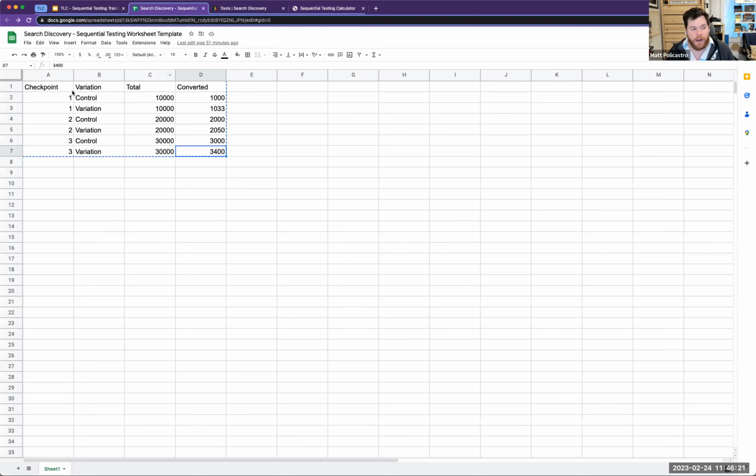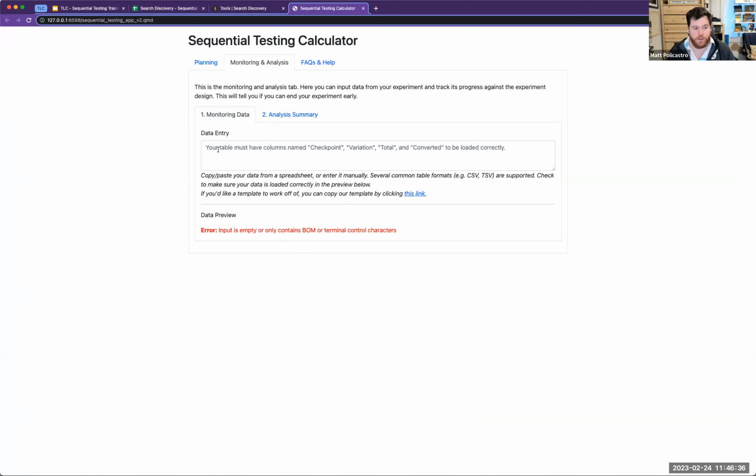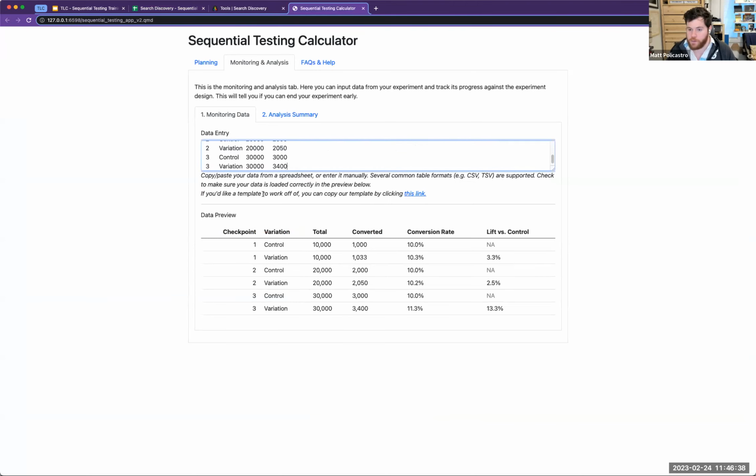So what we can actually do now is that we have a rough template for what your results should look like. The critical thing is just that you have 4 columns: checkpoint, variation, total, and converted. And I can actually copy these over, and these are going to pop into our tool. So it's just as simple as that. I can copy it from Sheets, Excel, whatever I want it to be. I can paste it in there and it's going to evaluate that. We have a little data preview here to tell us what is going on inside of the data, just to make sure that things got ingested correctly. But now we have our data. We're ready to do analysis, and we can check in on our different checkpoints.